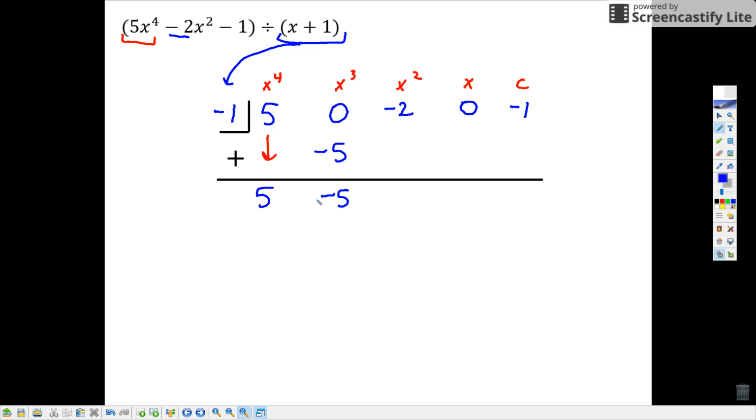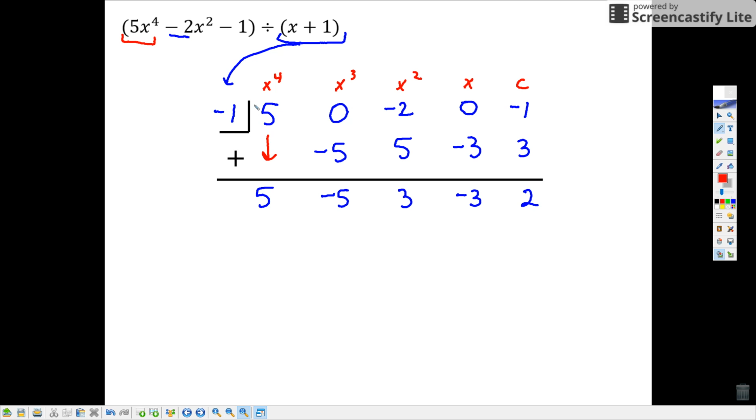Once again, to go diagonally, we multiply by the number in the box. So -5 times -1 is +5. Then you add straight down. -2 plus 5 is 3. 3 times -1 is -3. So put that next. Then I add 0 plus -3 is -3. And then -3, I multiply by -1 to get +3. And then I add straight down. -1 plus 3 is +2.